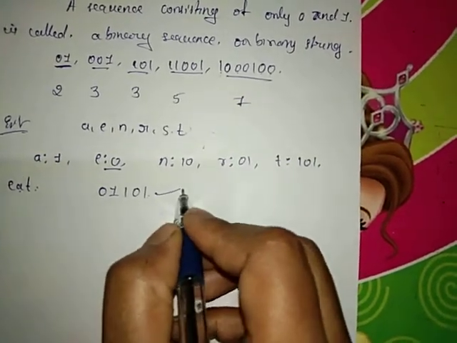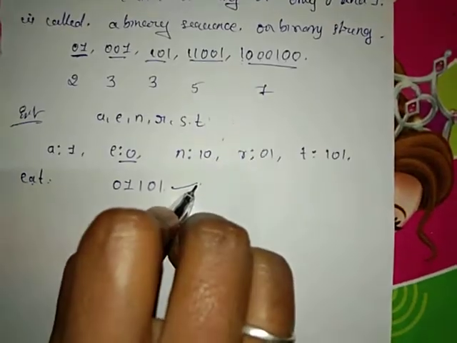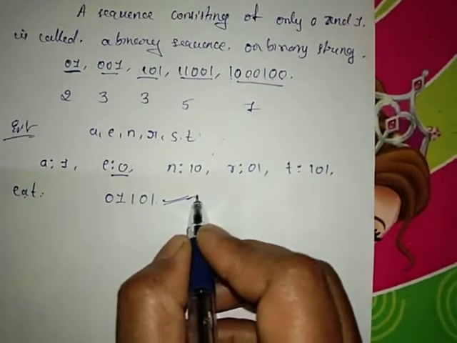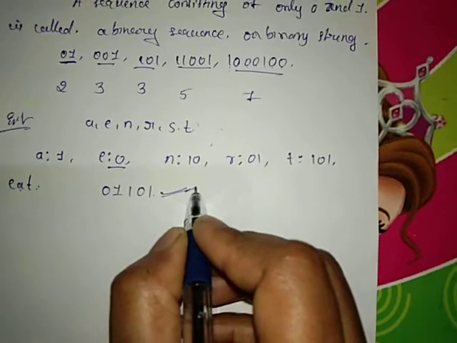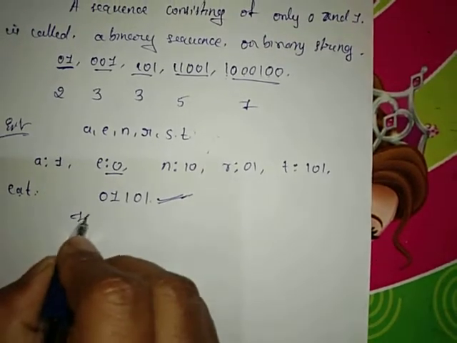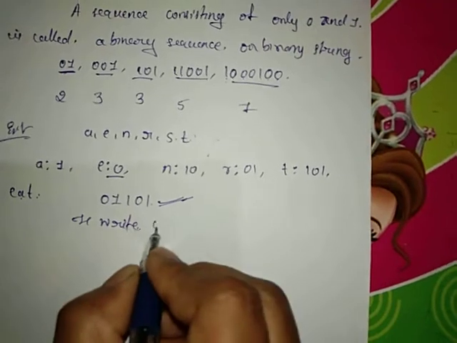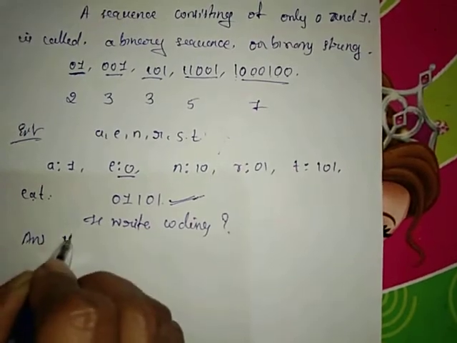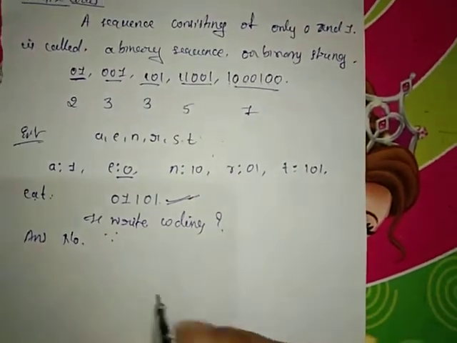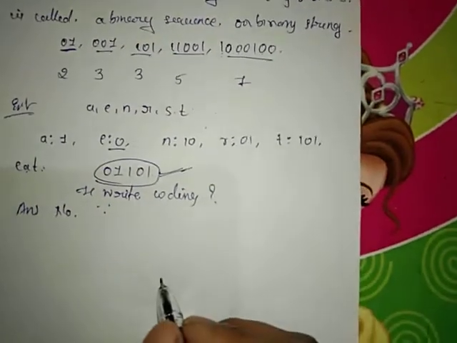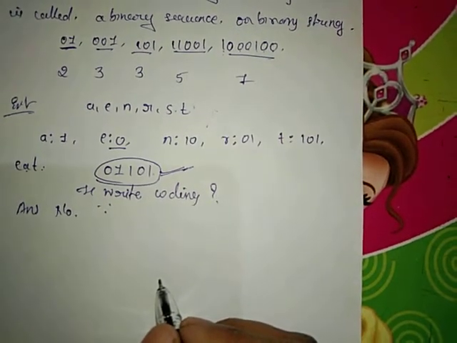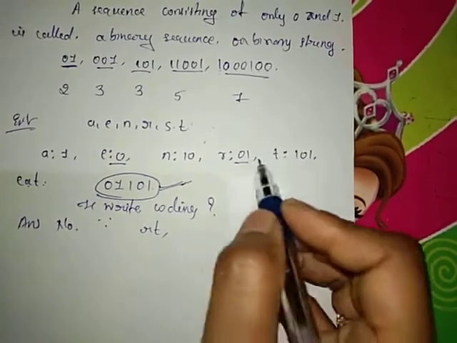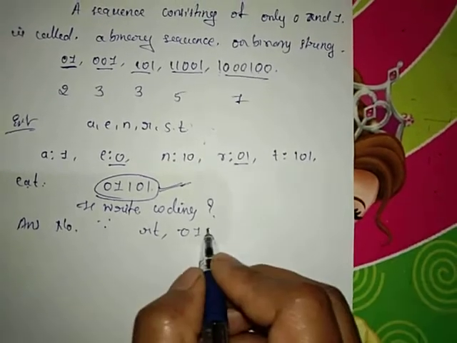But we have to check: is it the right sequence? Is the binary sequence coded correctly? The answer is no, because the same coding is also used for RT. We know that R is 01 and T is 101.